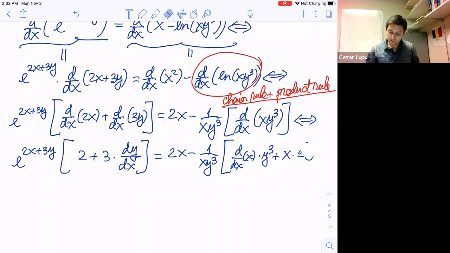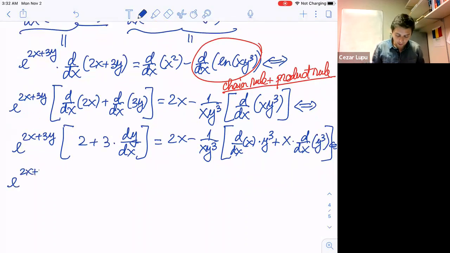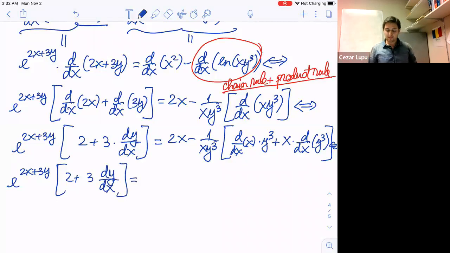Okay, let me write it in this way. So this is equivalent with the following: e to the 2x plus 3y times 2 plus 3 dy dx equals 2x minus 1 over xy cubed. And now let's be careful with some computations here. So this one will be y cubed, right? Because the derivative of x is 1, plus x times, and now we will apply again the chain rule.